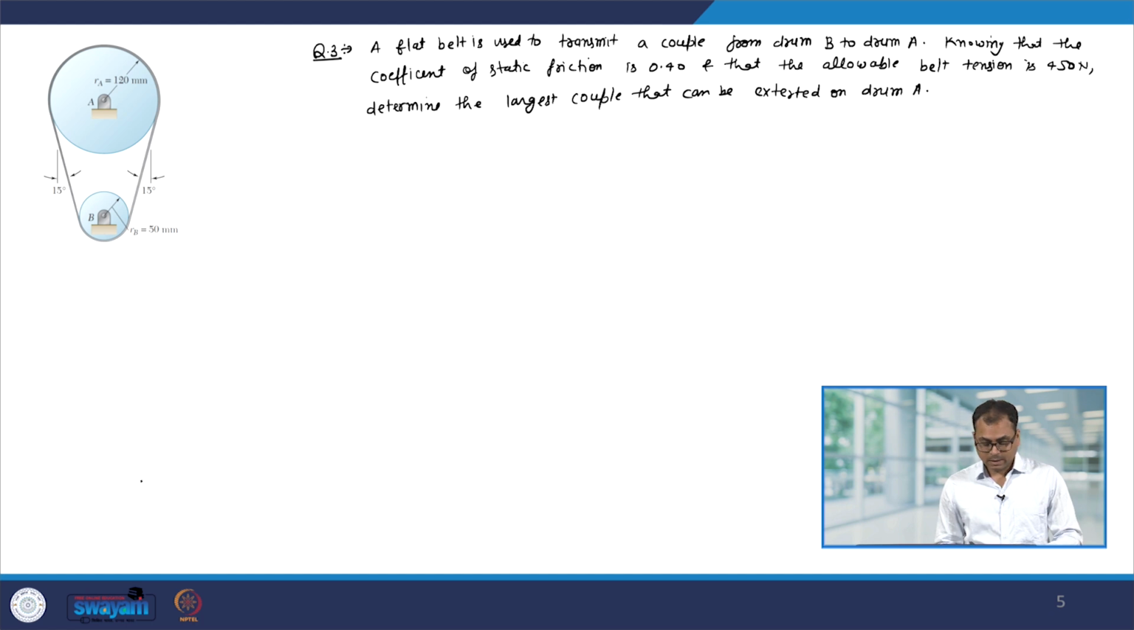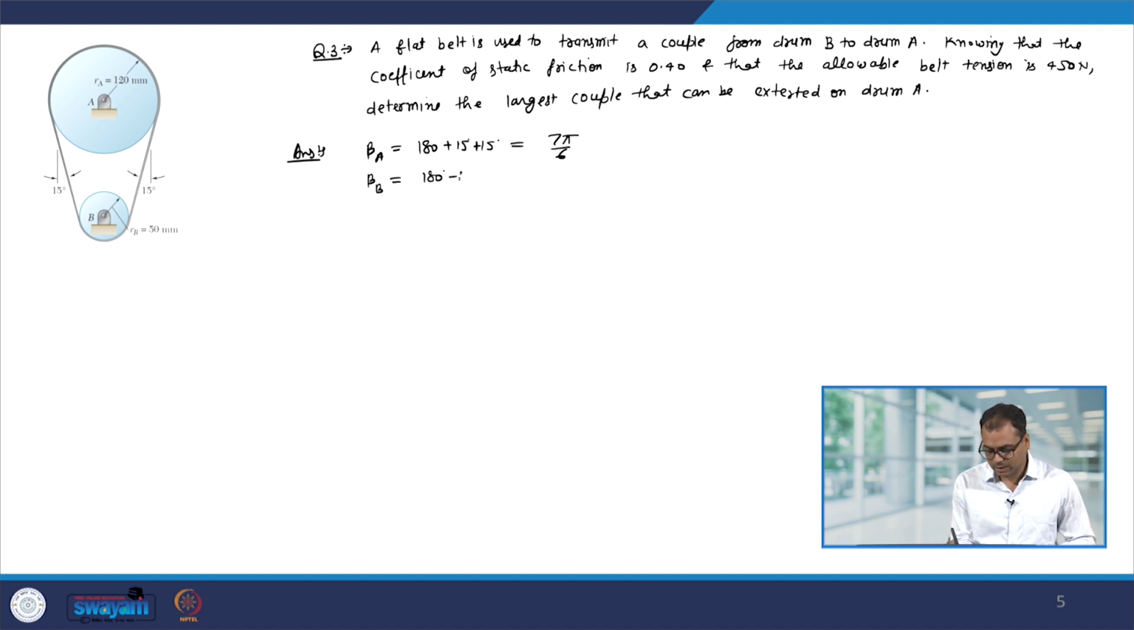So, first let us see how much angle the belt is making with drum A and drum B. Let us call it beta A. So, beta A is the angle that the belt is making with drum A. You can see here it will be 180 degrees plus 15 degrees plus 15 degrees, which is 7 pi by 6. The angle that the belt is making with drum B will be 180 degrees minus 15 degrees minus 15 degrees, that will be 5 pi by 6.